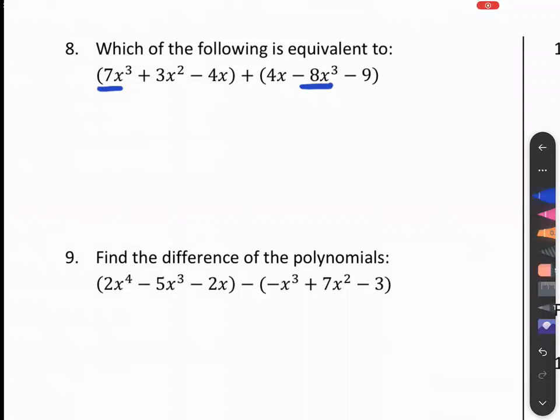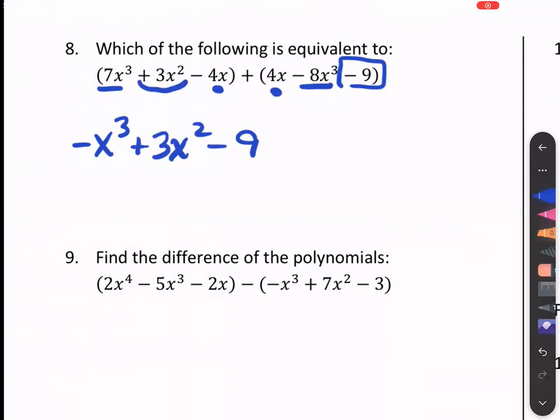So I can combine the two x cubed terms. So I get negative x cubed because I have 7 minus 8. Then I have an x squared term. That doesn't have anything to combine with, so I just rewrite it. Then I have my x's, those cancel each other out, so I don't have to write it. And then I have the minus 9 at the end there. Okay, so again, you're just combining like terms, just add them together. And then make sure that your final answer is in standard form.